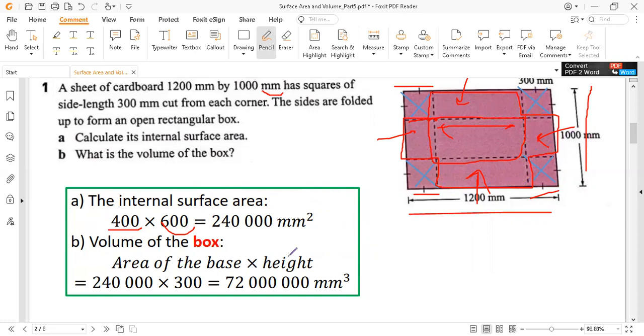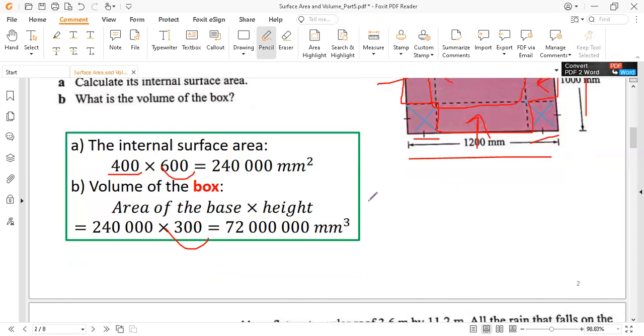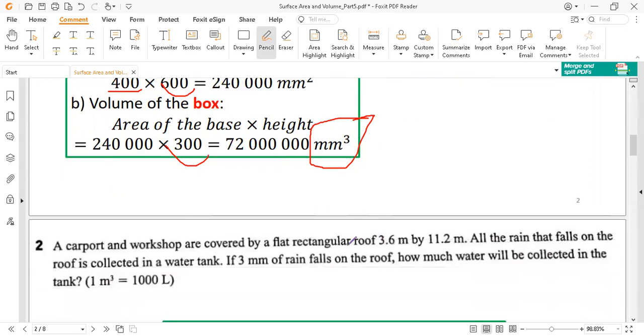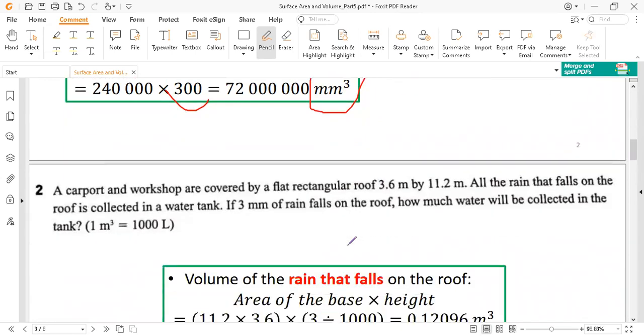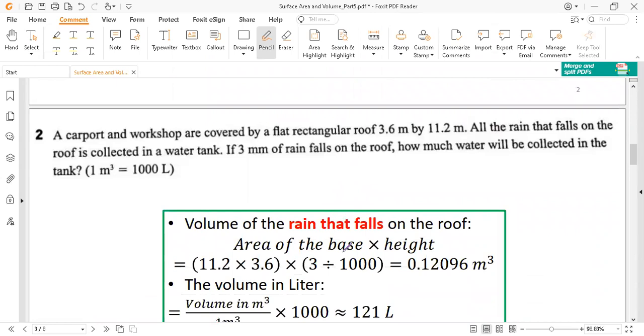240,000 millimeter squared. The volume of the box equals the surface of the base times the height, which is the height of the wall. The height of the wall equals 300. Easily we can see that. So to obtain this volume, but please take care of the unit of measurement that we should properly use here, because we have a volume.